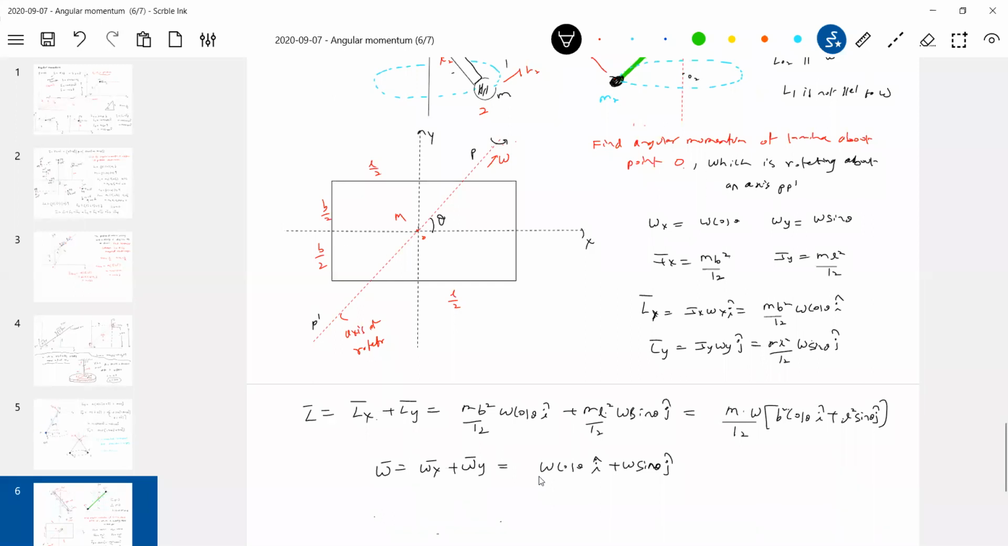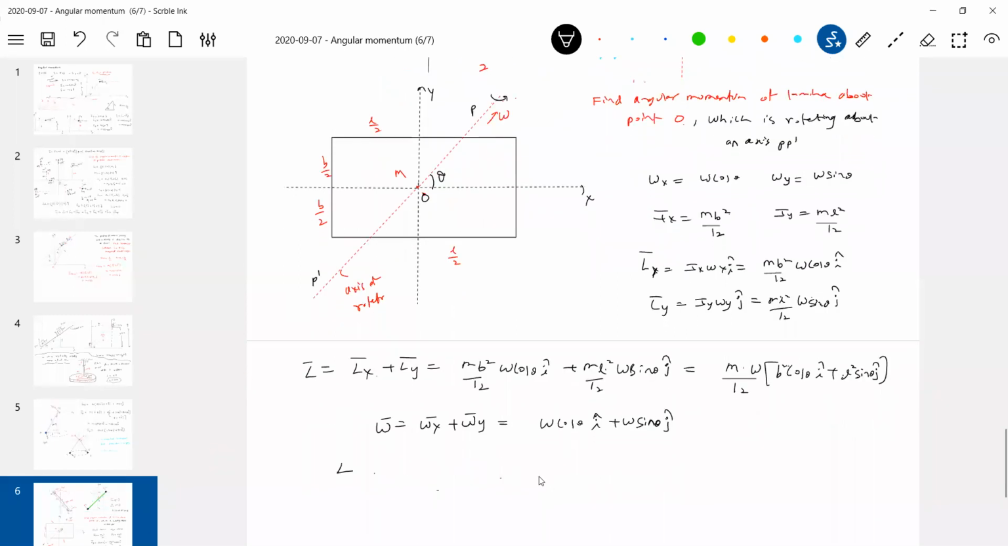About point 2 it is this much. About axis PP dash, how much? I don't know that one, so that I'll find out. Angular momentum about PP dash, so that should be L bar. No, it is not L bar. How to calculate that one? So what is this? The component of angular momentum along axis PP dash. Are you able to understand?